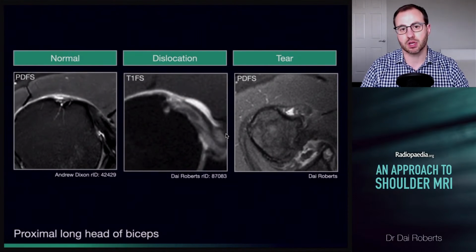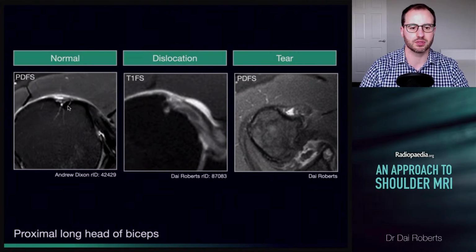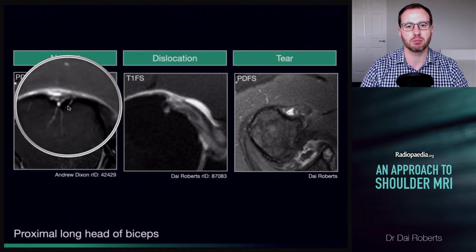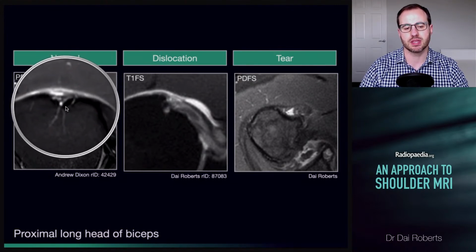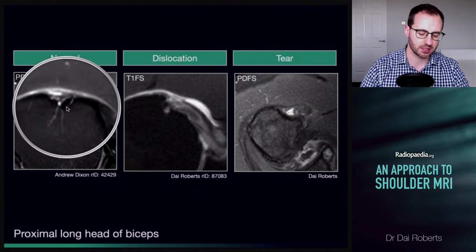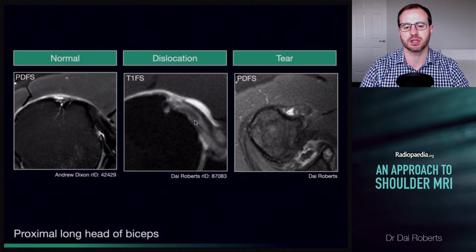In both arthrograms and non-arthrographic sequences, I like looking at the proximal long head of biceps tendon first, because it can be an important area, and it can be a pain generator. It should sit quite nicely within the bicipital groove here, a nice low signal structure. It can dislocate, so it looks a little bit flattened, and it's going into this superior lateral aspect of the subscapularis. So medial dislocation there, and with a complete tear it'll be absent.